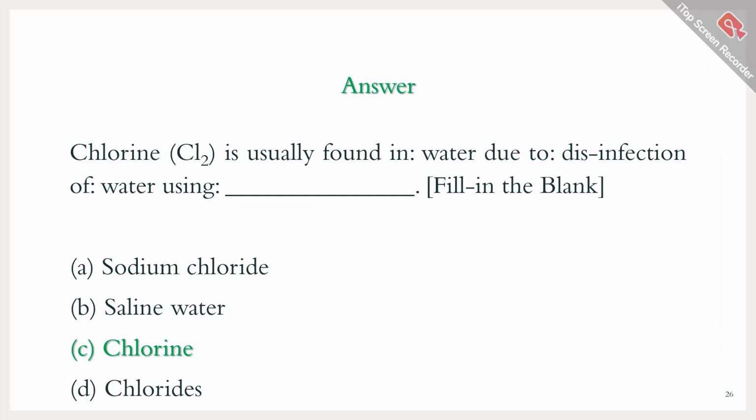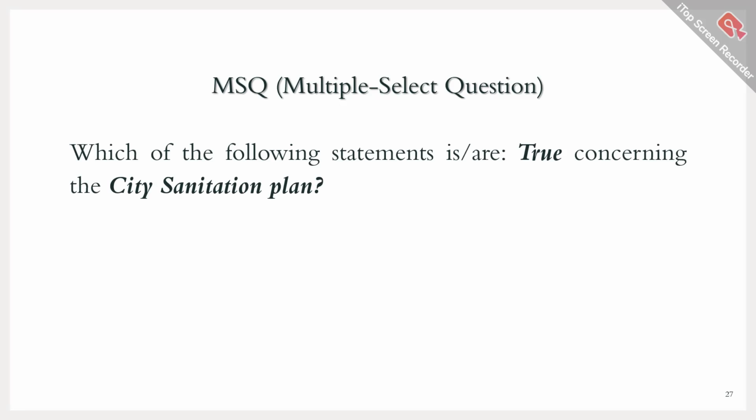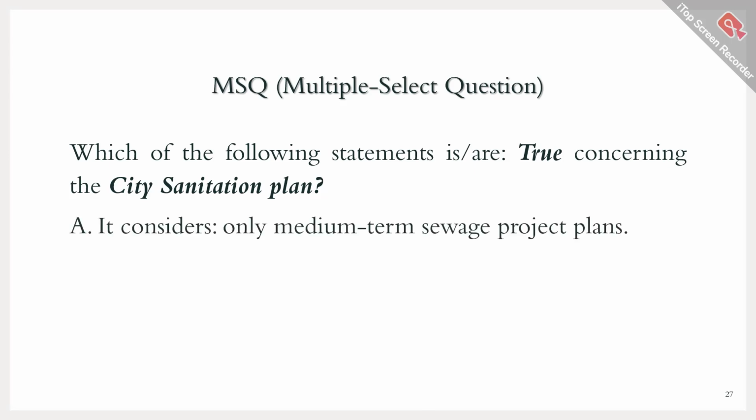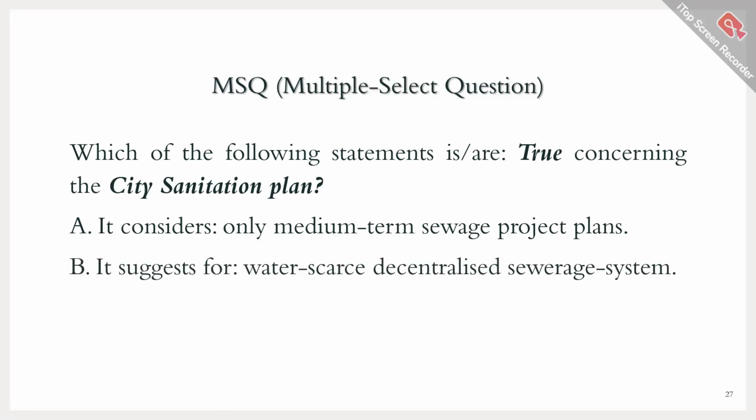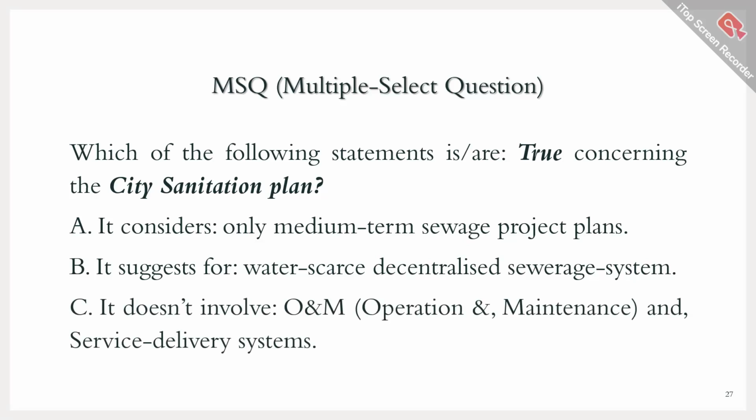Now our next MSQ, that is the multiple select question. More than one option may be correct. Which one of the following statements is or are true concerning the city sanitation plan or CSP? Option A is it considers only medium term sewage project plans. Option B is it suggests water scarce decentralized sewerage system. Option C, it does not involve O&M, that is operation and maintenance and service delivery systems.